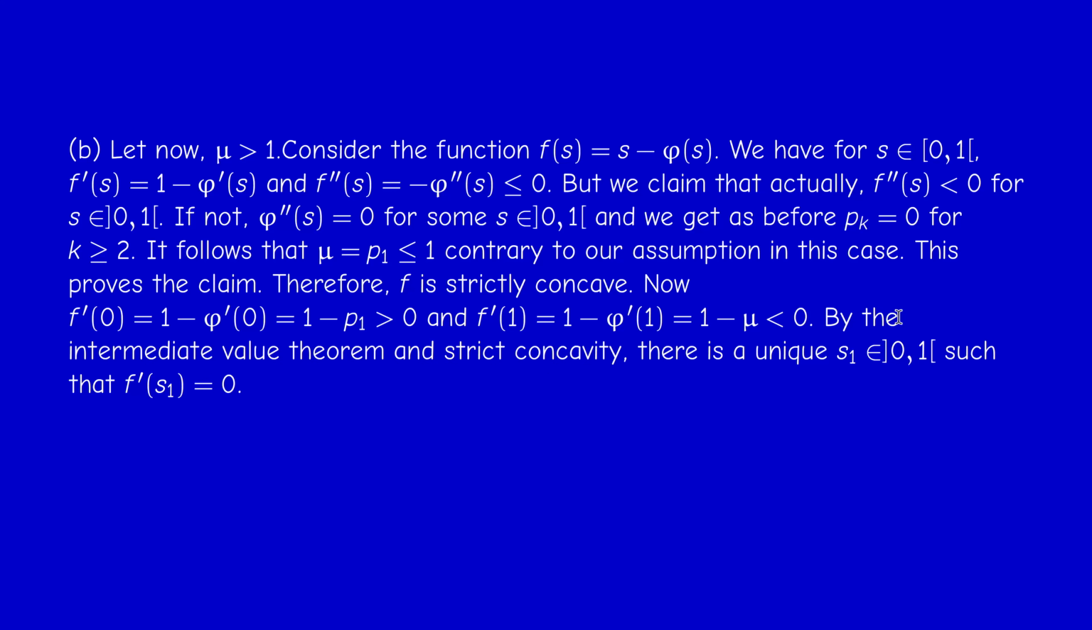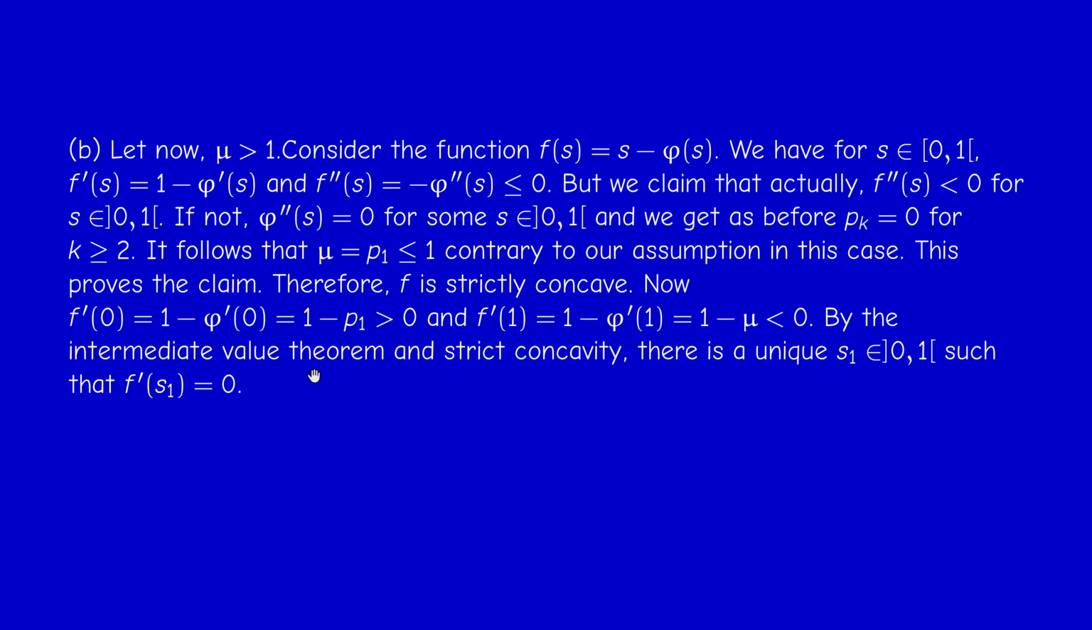So therefore, what do you have? You have a continuous function going from a positive value to a negative value. Therefore, it must vanish at some point. So it vanishes at some point, s1, and this point is unique because the function is actually strictly decreasing, right? So it cannot have two solutions.